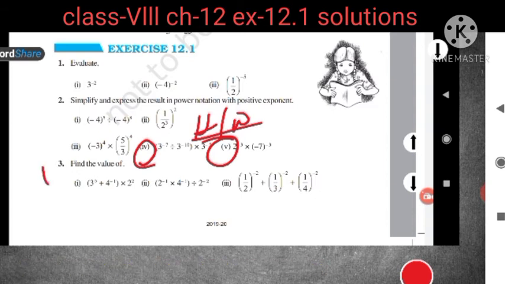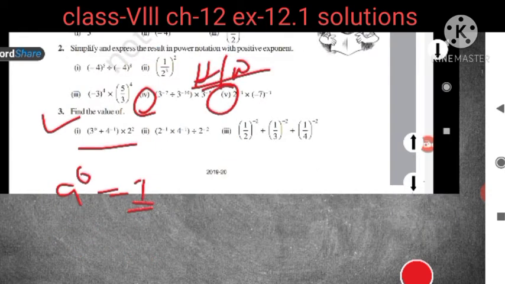So question number 3 is given what? 3 to the power 0. So again we know one law of exponents, isn't it? So that law of exponents is what? A to the power 0 is always equal to 1. So for any whole number or any integer, if the power is 0, then the value will always be 1.